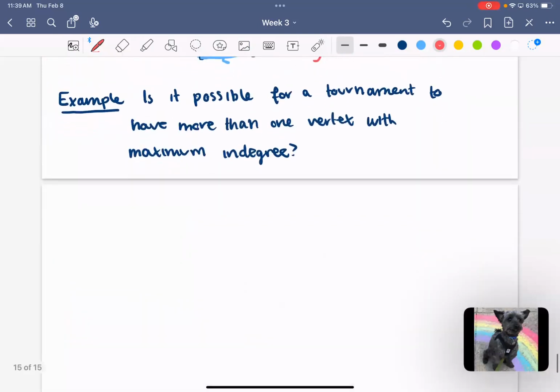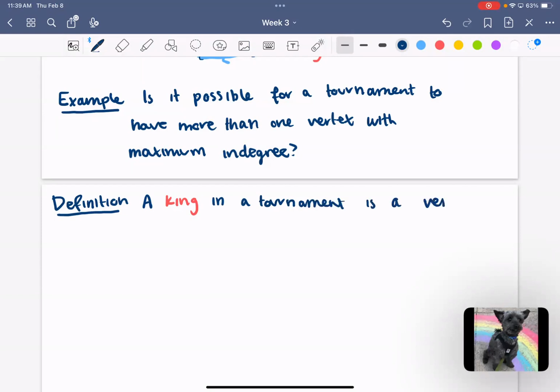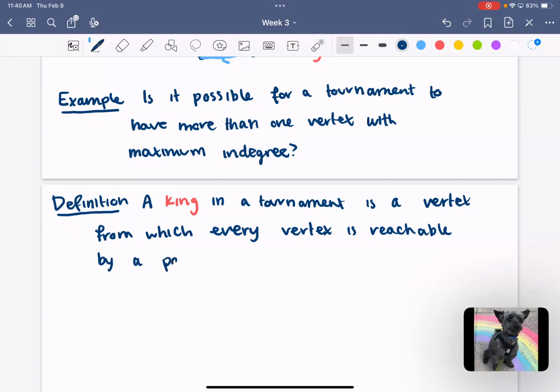So here, I'll make a definition. We'll say a king in a tournament is a vertex from which every vertex is reachable by a path of length at most 2. So I'll draw a picture.